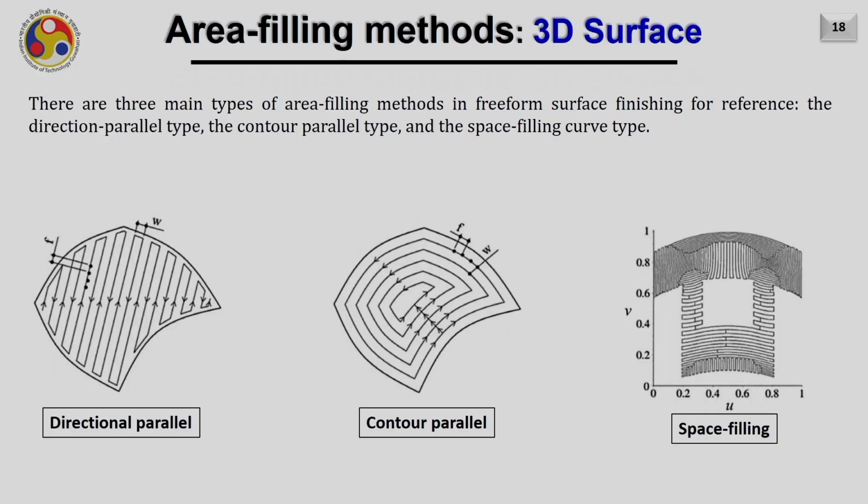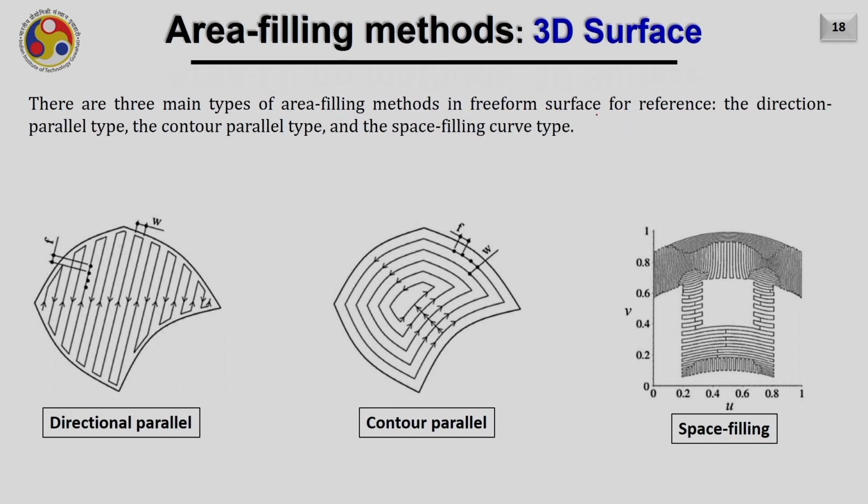There are three main types of area filling methods for free-form surfaces: the direction parallel, the contour parallel, and sometimes the space filling. However, not many toolpaths are easily available for adding material on a curved surface. Usually, we take the help of existing CAM packages and extract the strategies associated with finishing or machining to get the G codes, and then we add the material along these toolpaths instead of removing it.